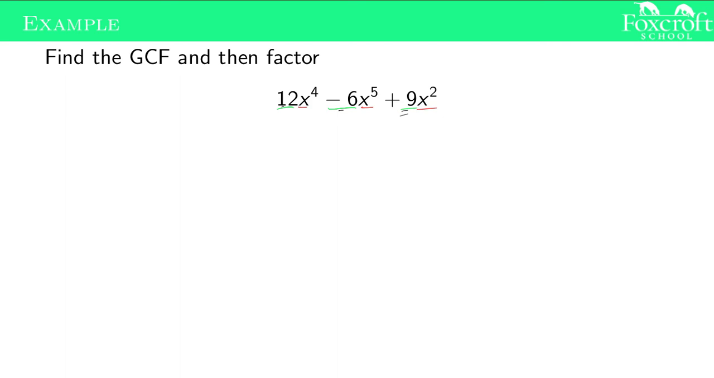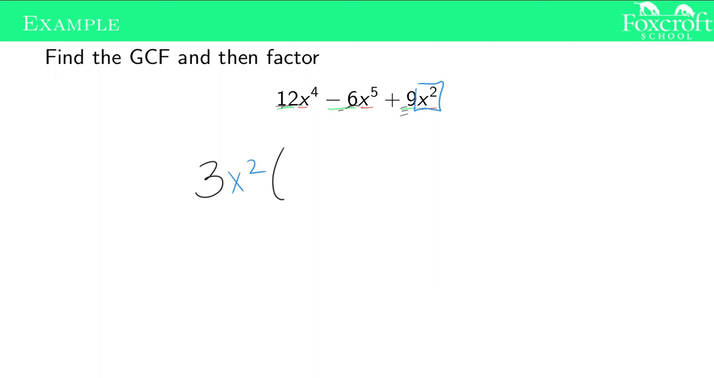4 doesn't work. It works for this one, but not these ones. 5 doesn't work for any, and then 6 is the number we have here. So the biggest number that's going to divide all 3 is 3. We have x to the 4th, x to the 5th, and x squared. Generally for the variables, what you're going to be able to factor out is whatever the smallest power is. So we're going to be able to factor out x squared.